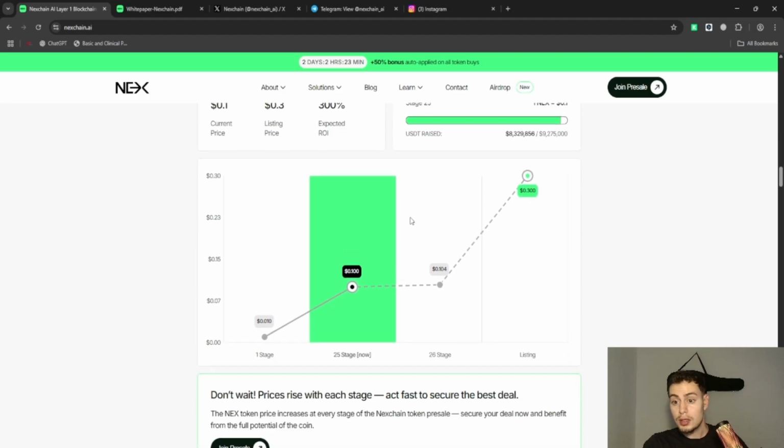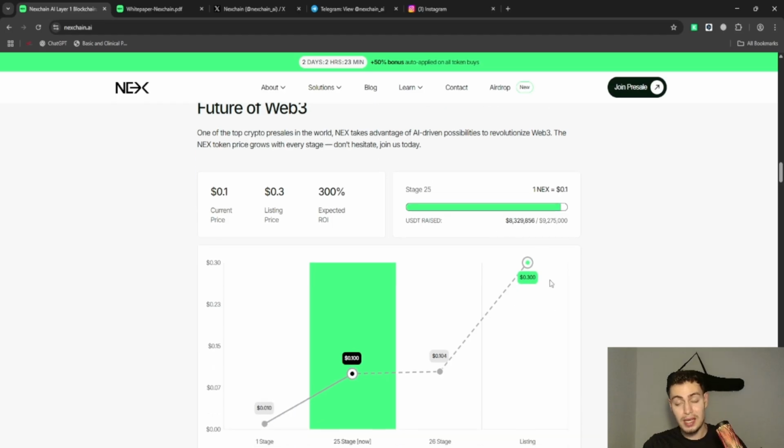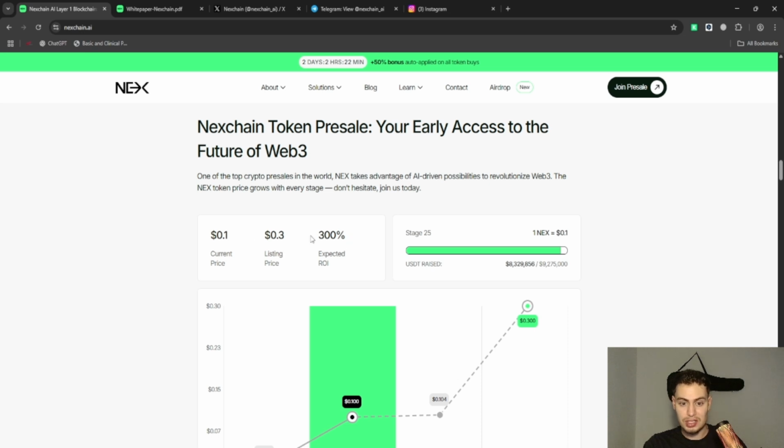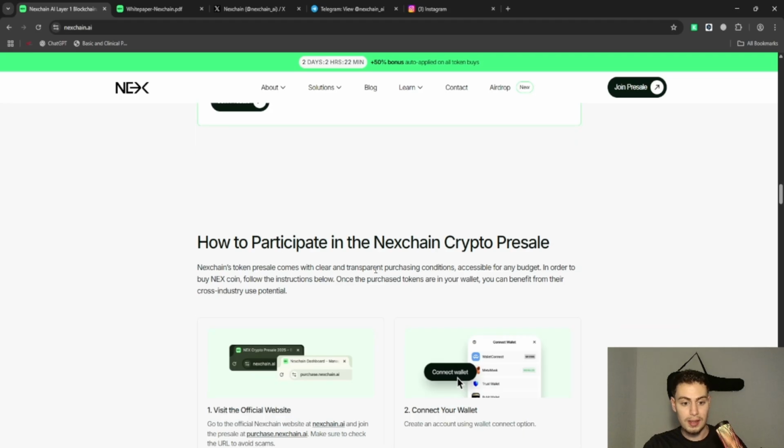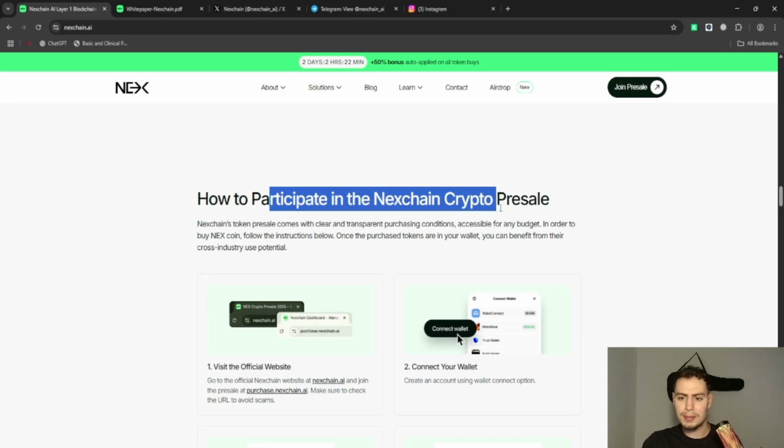So hop on the train, guys. Be quick about it because they really have potential. They can explode. As you can see, the expected ROI is 300%. Listing price, of course, is right now 0.3%. Current price, of course, is $0.1. And if you see, guys, they've already raised about 8 million, like I said, and they will go to 9. And as you can see, you can also look at how to participate in the Nexchain crypto presale.